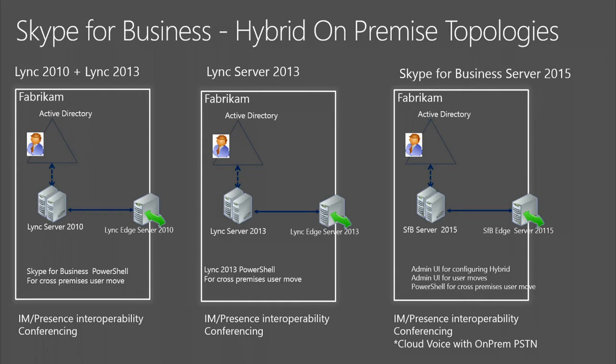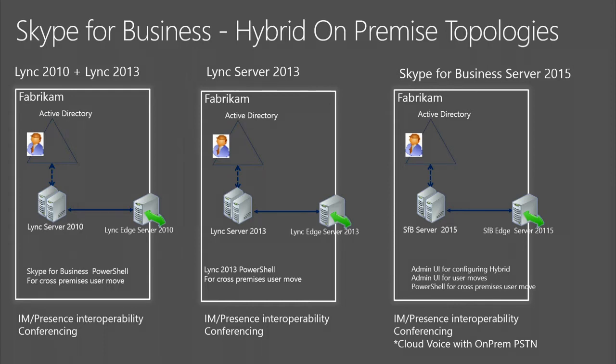Skype for Business Server 2015 is the latest version that we released recently. We'll continue to support that topology. So you have on-premise Skype for Business Server 2015, and you have an Edge, probably upgraded to Skype for Business 2015. It comes with a couple of improvements: there's an admin UI for configuring hybrid, and there's an admin UI for user moves.